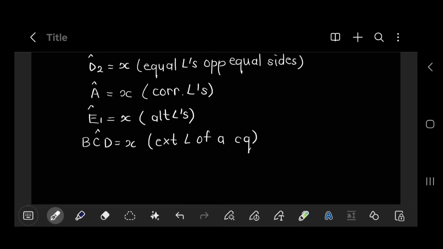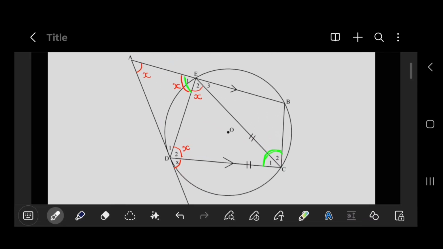So that's often something that learners confuse. The theorem that you use to get your answer, that is what you write as your reason. Okay, so we have managed to find all 5 angles.